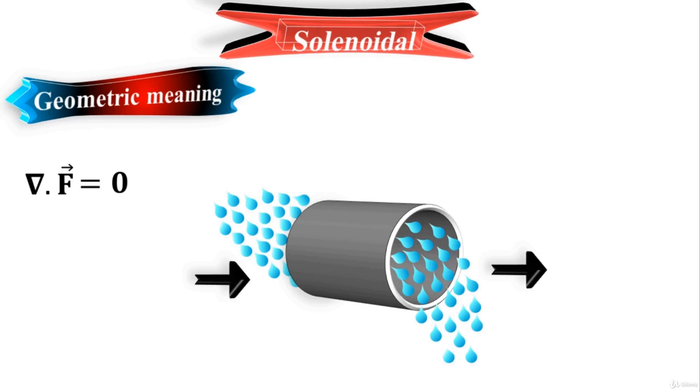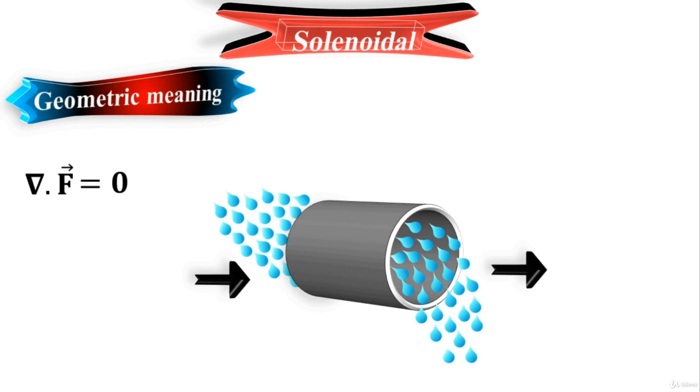What was divergence? Divergence is the expansion of something out of the origin or compression of something towards the origin. And also we have discussed in the previous topic that there is a negative divergence and a positive divergence. If the liquid is going inside the pipe, it is compressing towards the origin. It is a negative divergence. And the water that is coming out of the pipe is expanding out of the origin. It is a positive divergence.